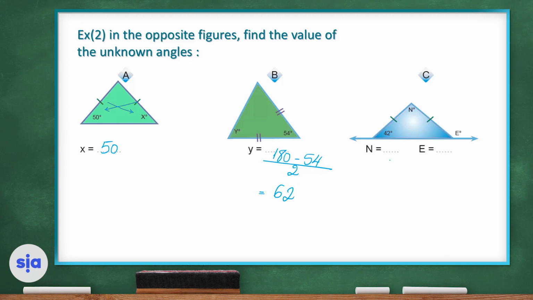For question C, n equals 180 minus the sum of 42 plus 42, so it's equal to 96 degrees, where angle E is equal to 42 plus 96, which is 138 degrees.